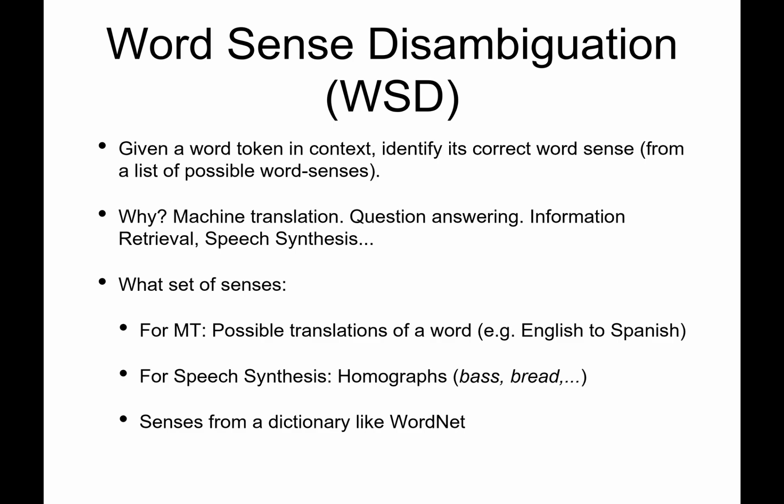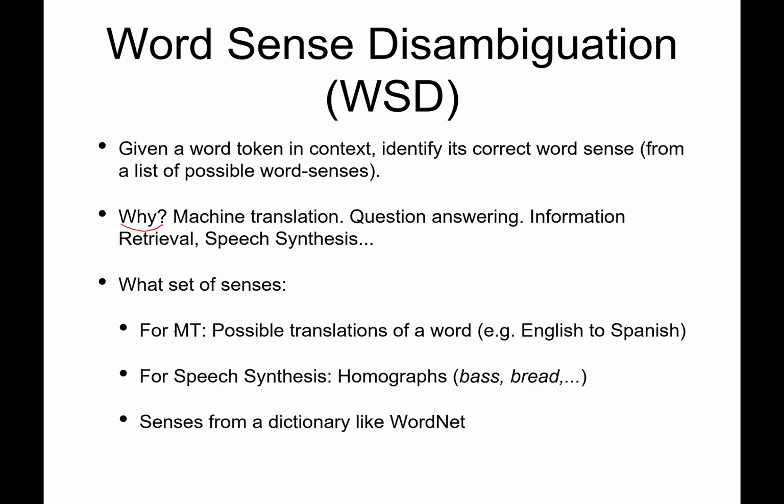Right, so as we said, word sense disambiguation is the task where we try to define what sense a certain word is meant to belong to, given the context in which it occurred. All right, so why do we want to do this? Because if you're doing machine translation or question answering, etc., as we said before, this is very useful.